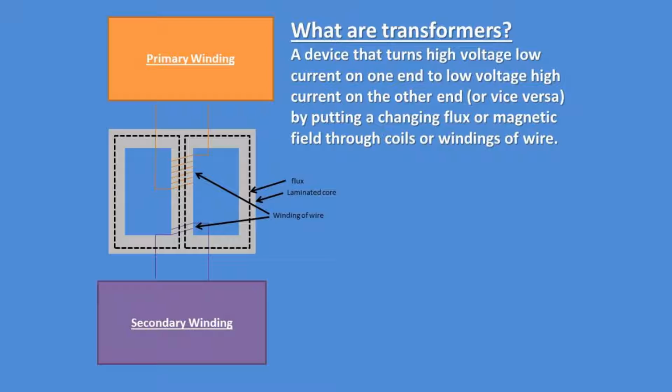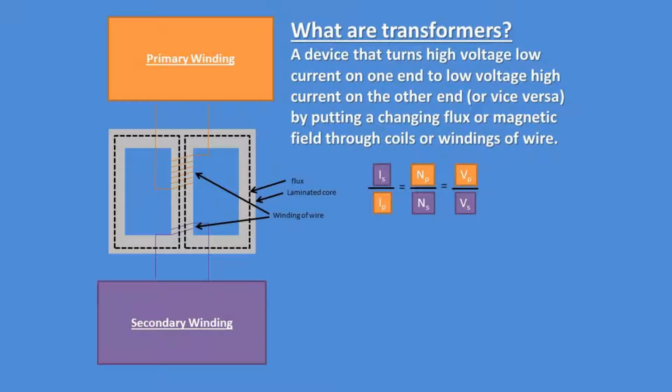This is done by putting a changing flux or magnetic field through a coil of windings of wire. So being that we need a changing flux, this means that it is not possible to have a DC transformer and only alternating current transformers exist.